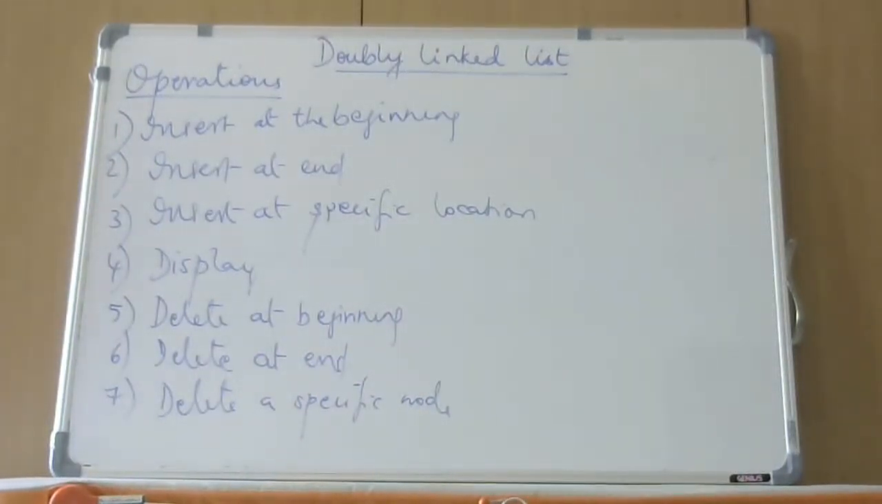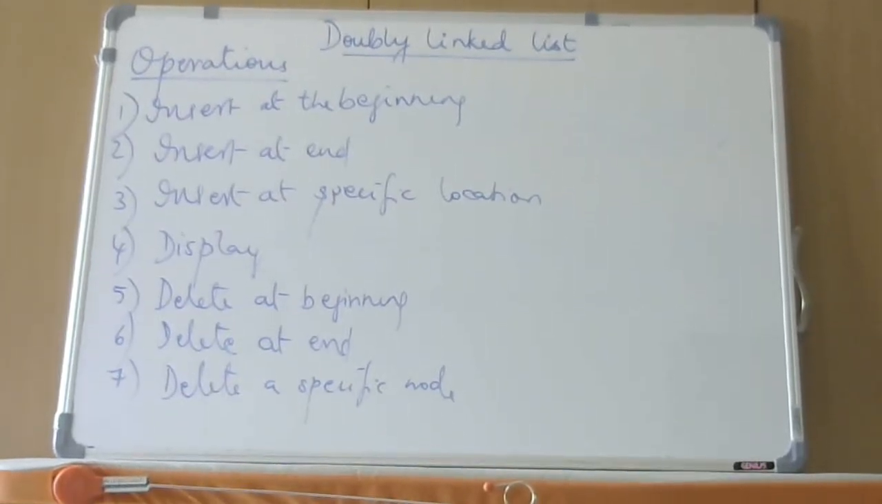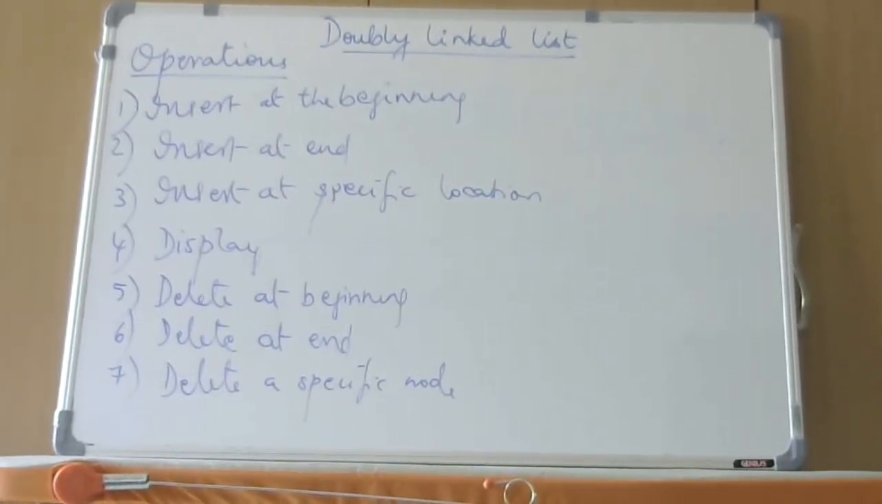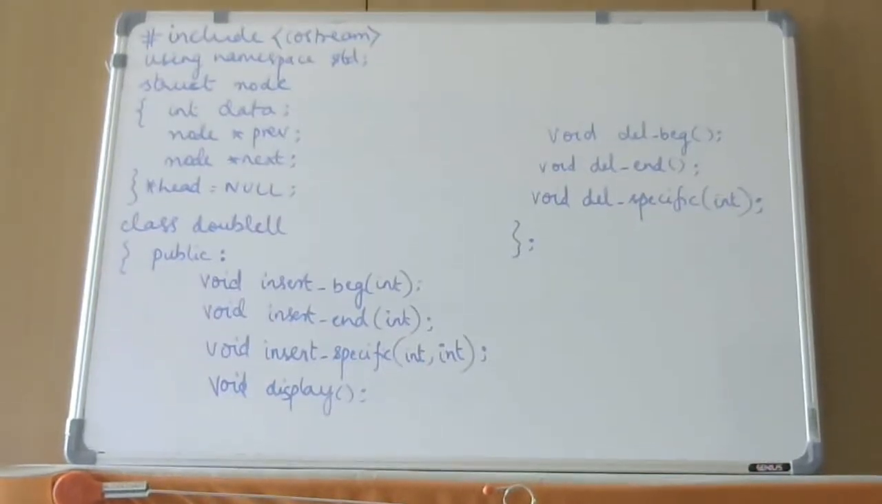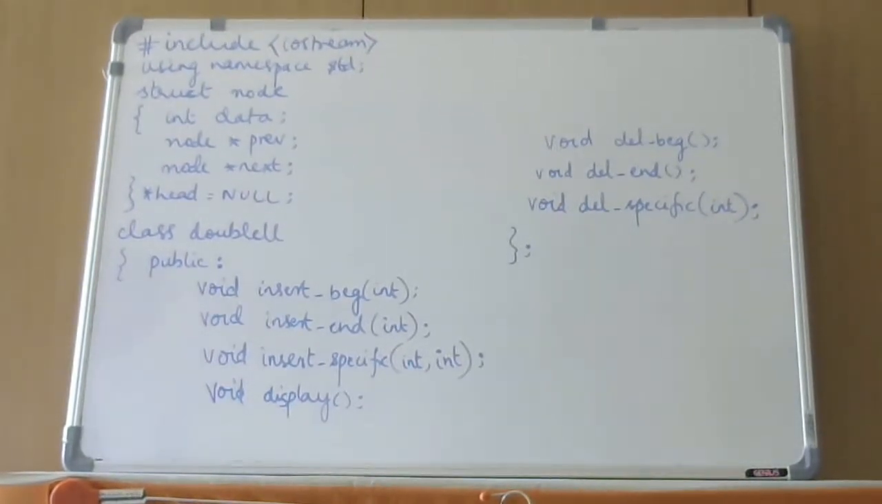We have seen all these operations in single linked list. We have seen all these operations in circular linked list. Now let us see all these operations in terms of double linked list. Let us see how each of these operations can be done, and how we can try to code each of them. I told you we can see a program on how we can implement each of these functions.